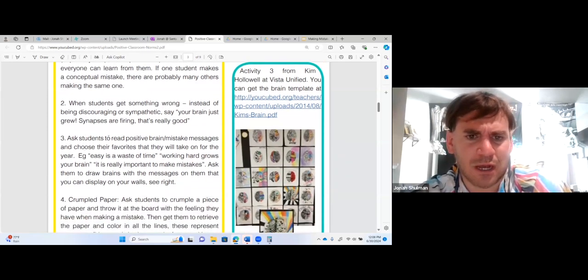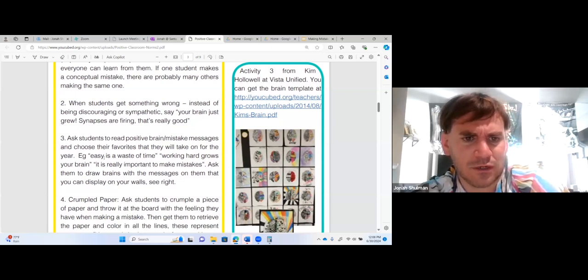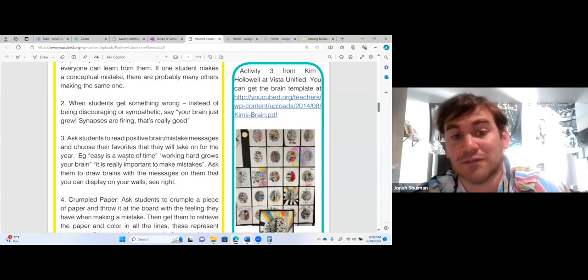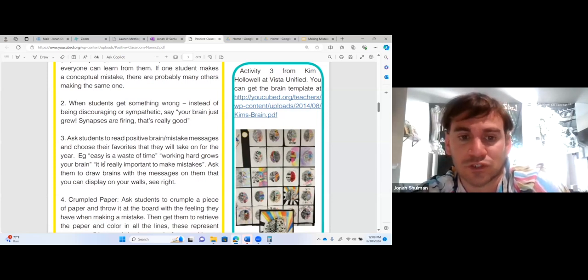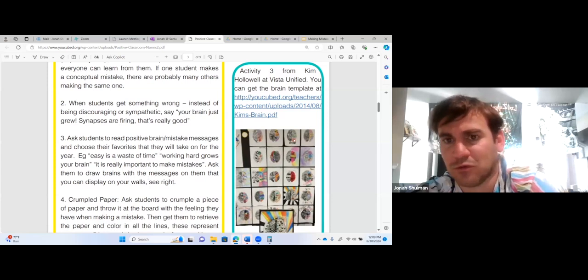Ask students to read positive brain messages and choose their favorites for the year. For example, easy is a waste of time. Working hard grows your brain. It's important to make mistakes. Ask them to draw brains with the message on the walls. Here are some cute brains being drawn.